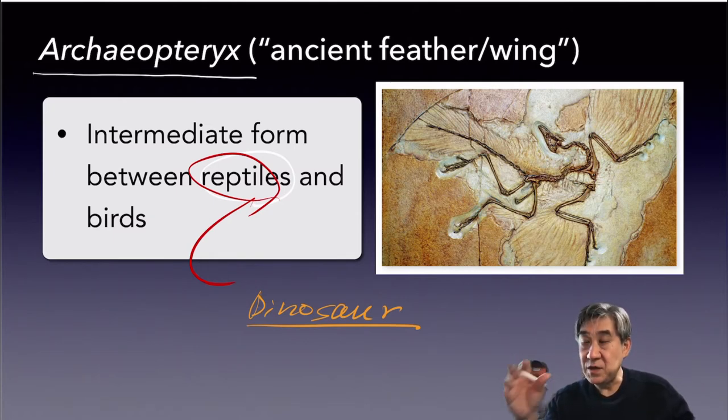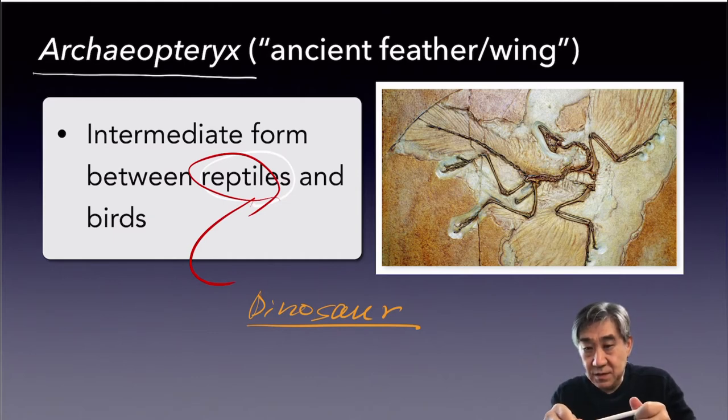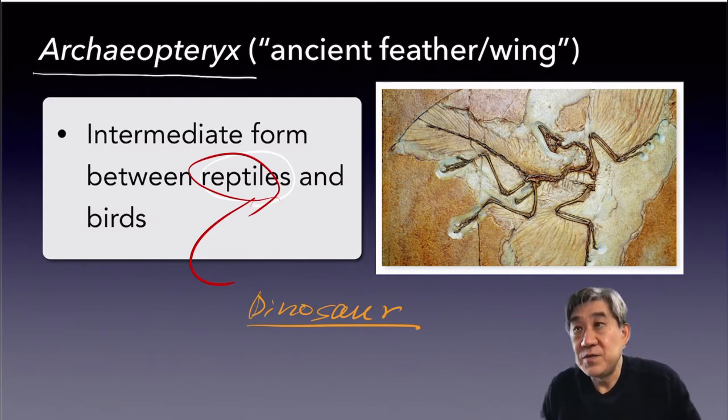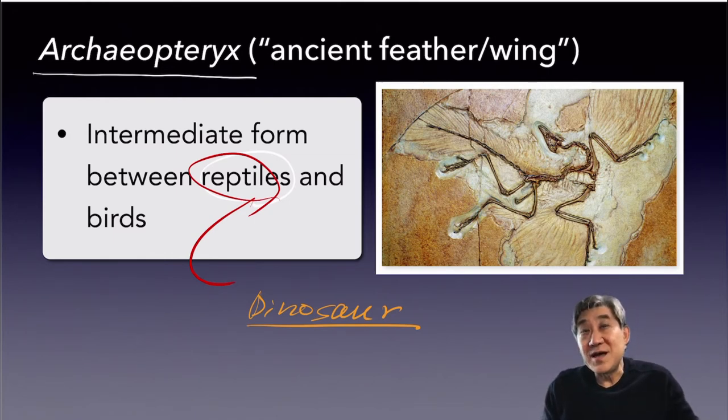So the common notion about Archaeopteryx is that it is the middle ground between dinosaur-like reptiles and present-day birds. However, there is some evidence contradicting this notion, although not entirely. At least a few pieces of evidence about Archaeopteryx suggest that it might not represent the intermediate form between birds and dinosaurs.